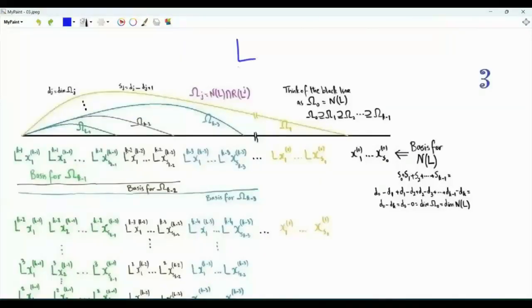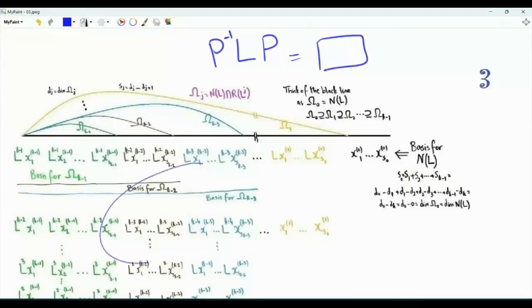Recall, our goal is to have matrix L, when multiplied by invertible matrix P and then by B inverse, give us a matrix that is close to being diagonal. Now we have these n linearly independent vectors, and we need to show that if these vectors are used as columns of matrix P, then we will get our desired result.